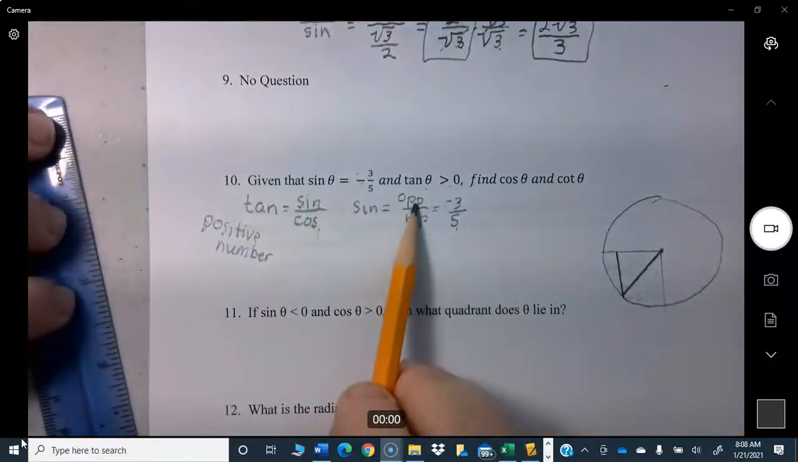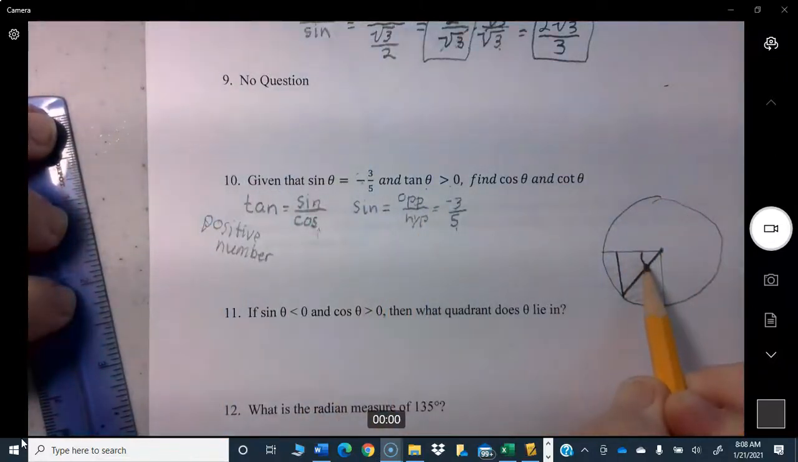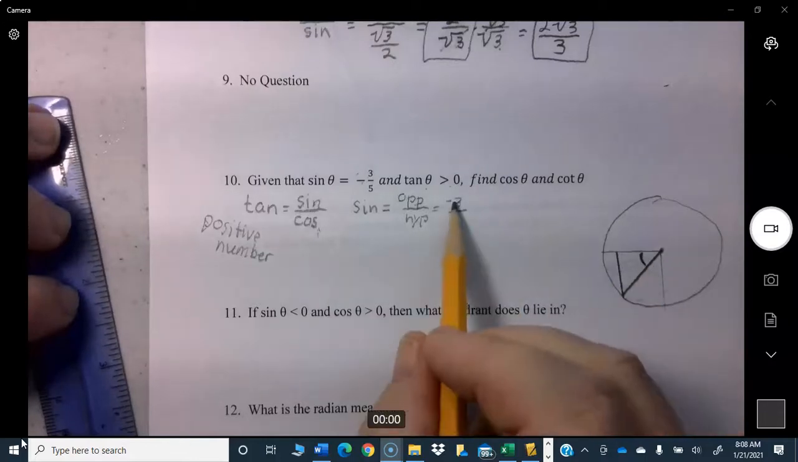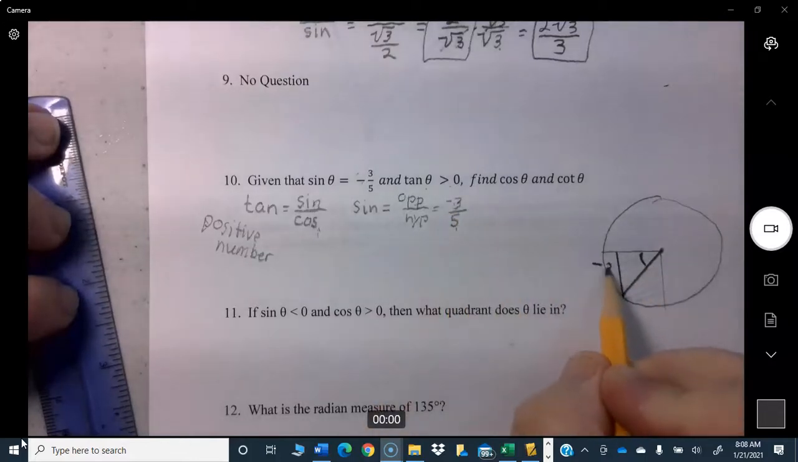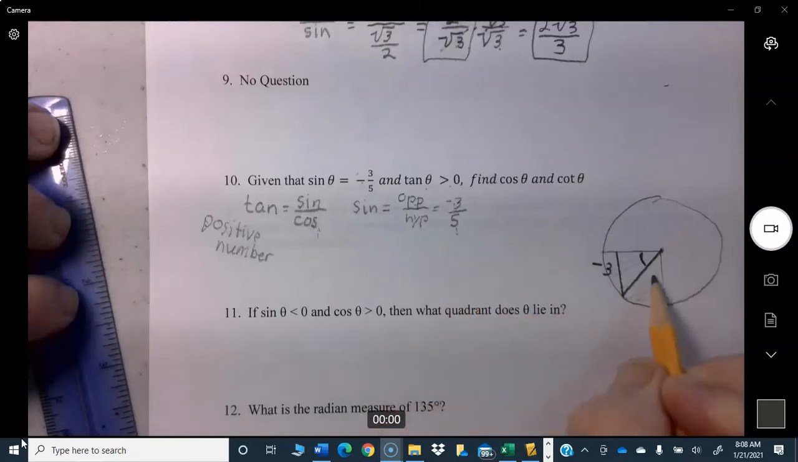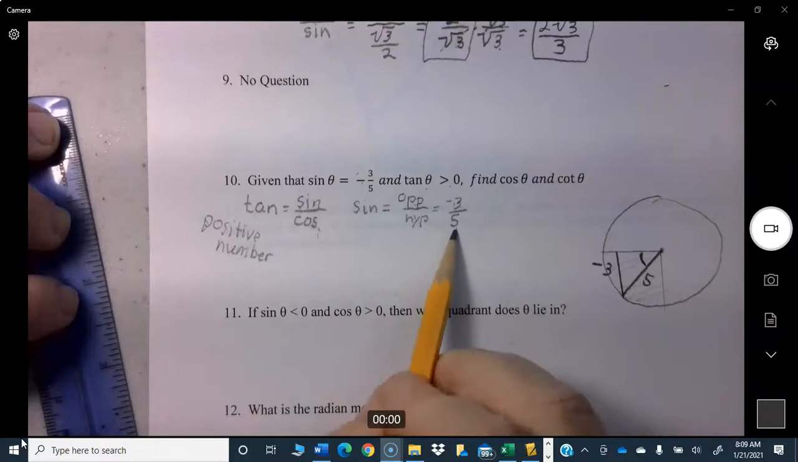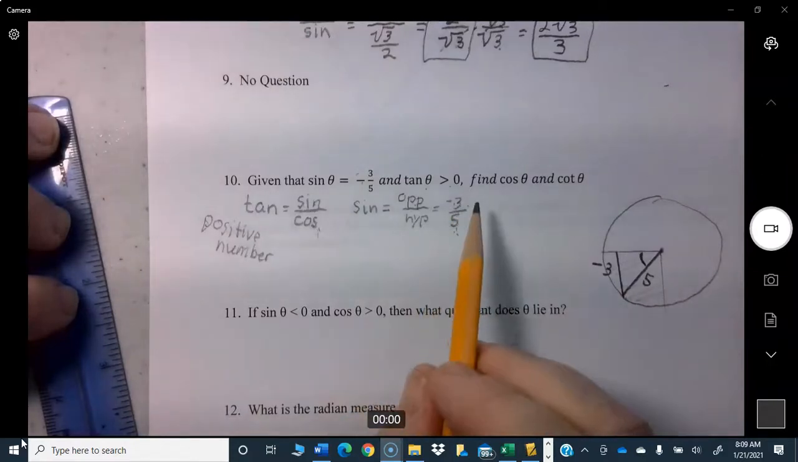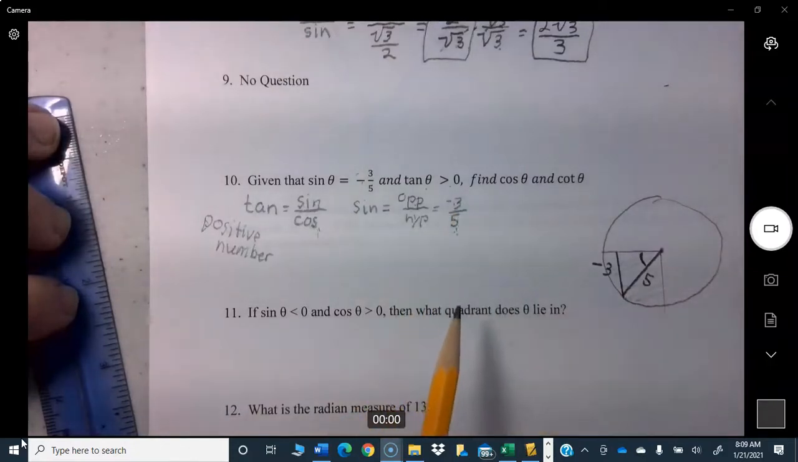And so what we just said is, here's the angle right here. And so the opposite is the -3, and the hypotenuse is the +5. Again, the hypotenuse has to be a positive number, so we know it couldn't have been +3 over -5. It has to be -3 over +5.